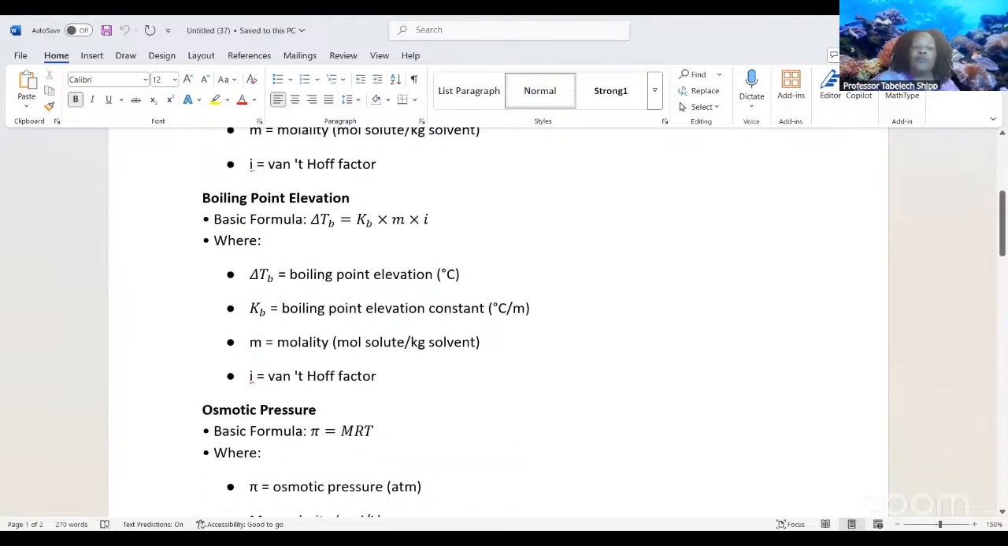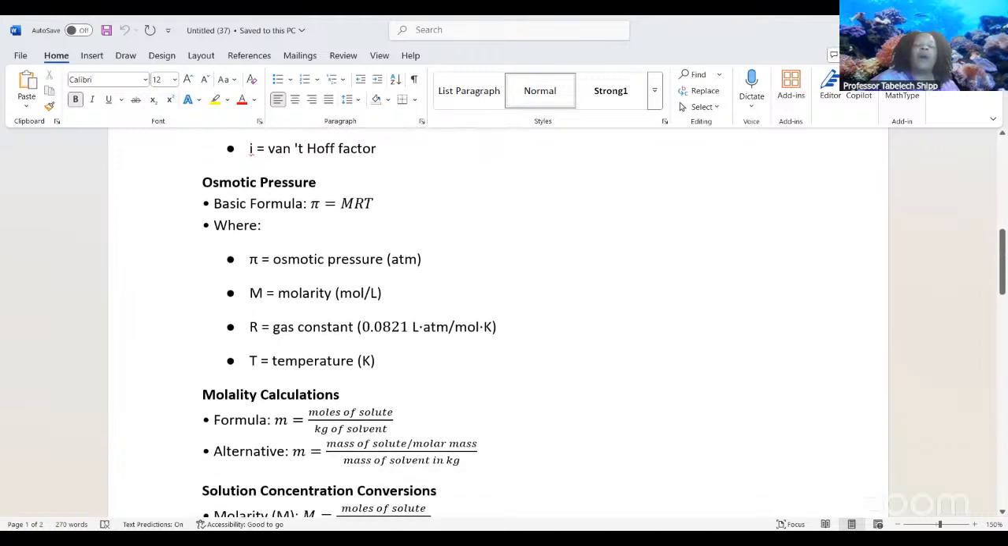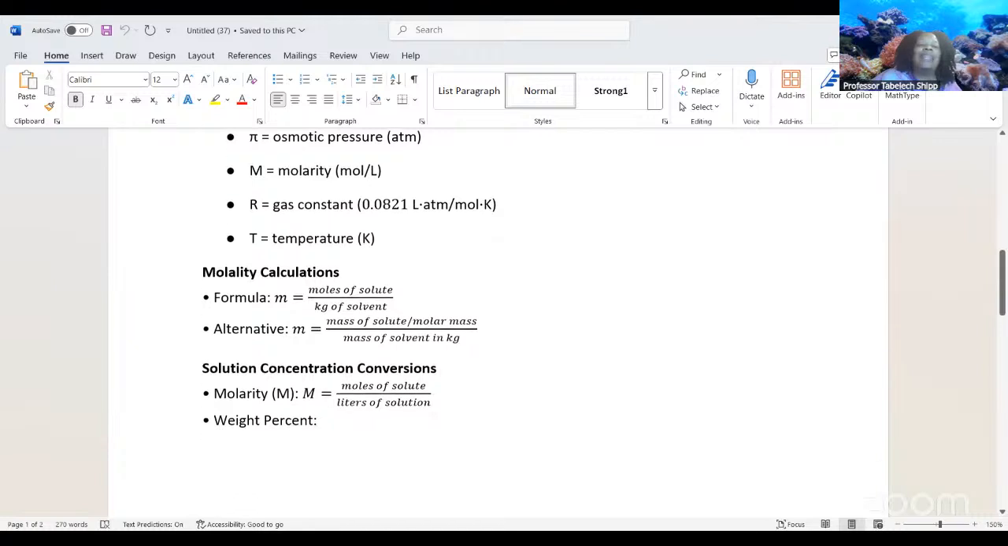Now, the other formula that you will have to know about is osmotic pressure. The basic formula looks like a pi, the pi symbol that you've seen in math, equals capital M, which is for molarity, times R, which is the gas constant, times T for temperature. Again, make note of those units that you will have to know when we go through these different examples.